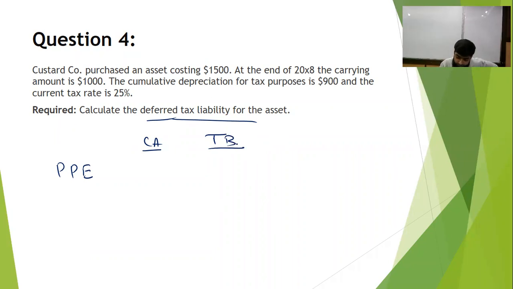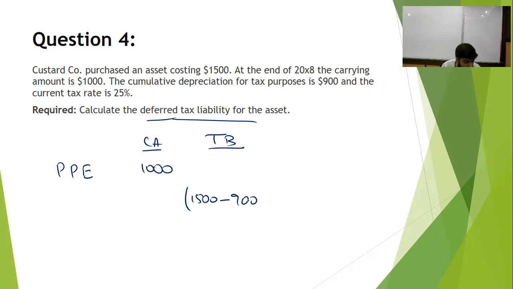So the carrying amount at the end of the year is given, that is $1,000. And we need to calculate the tax base. So how are we going to calculate the tax base? The cost of the asset is $1,500, and for tax purposes the depreciation is $900.